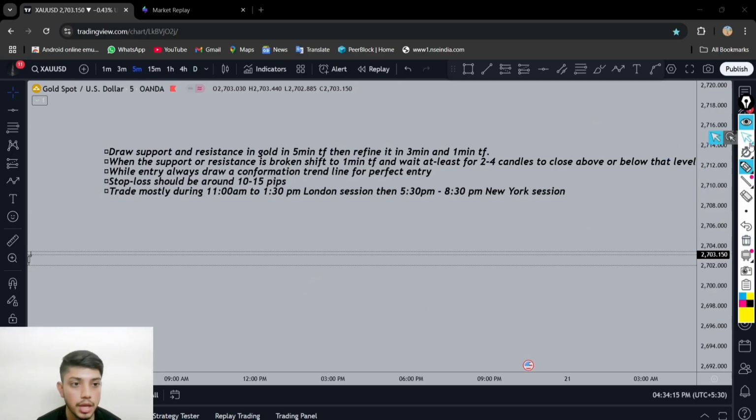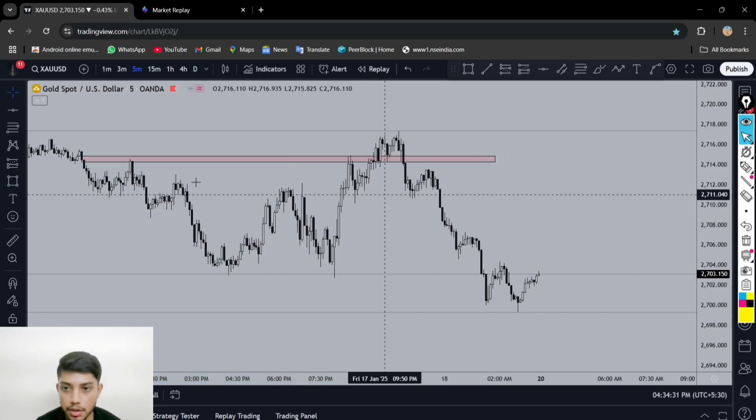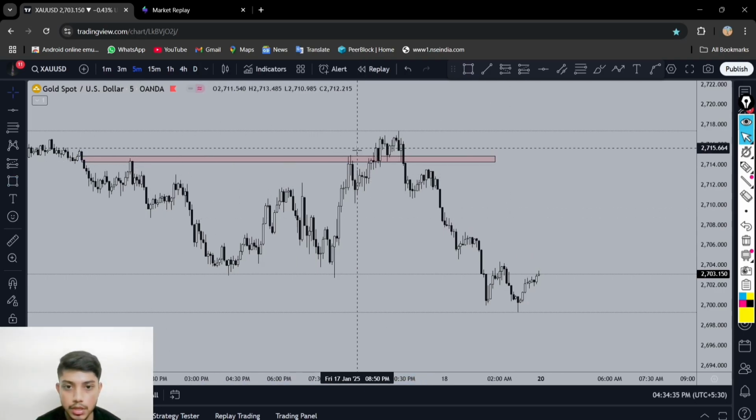So let me give you an example now. If we see here, now I'm using a 5-minute time frame. I'm going to draw a resistance level from here. This is a resistance level. As you can see, the market has taken resistance from here.